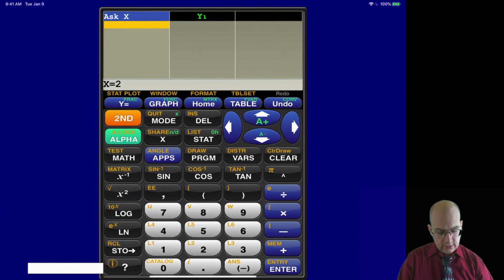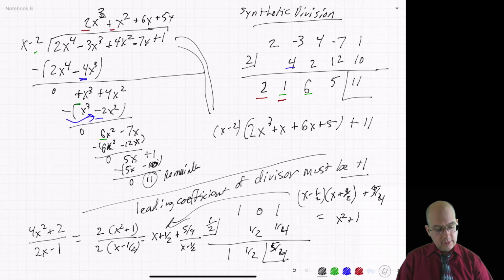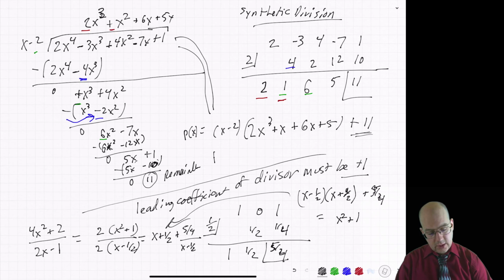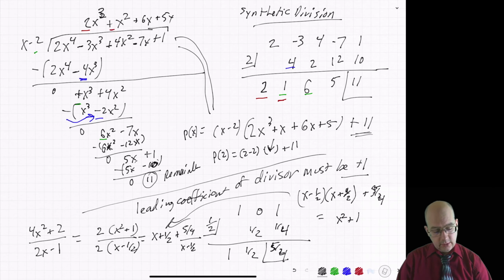And if I just do 2 here, I get 11. Was 11 special? Oh, yes. What was 11? 11 is this. So this is p of x, right? And so what is p of 2? P of 2 is equal to 2 minus 2 times this whatever plus 11. What's 2 minus 2? That's 0. 0 times whatever is 0. Equals 11. So the remainder, when you divide by a linear factor, is the value of the polynomial.